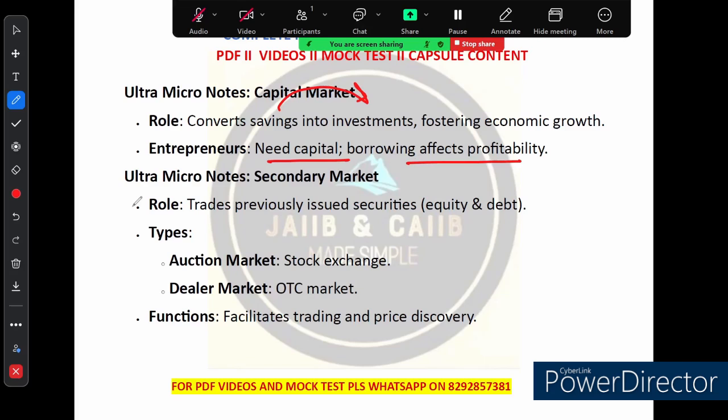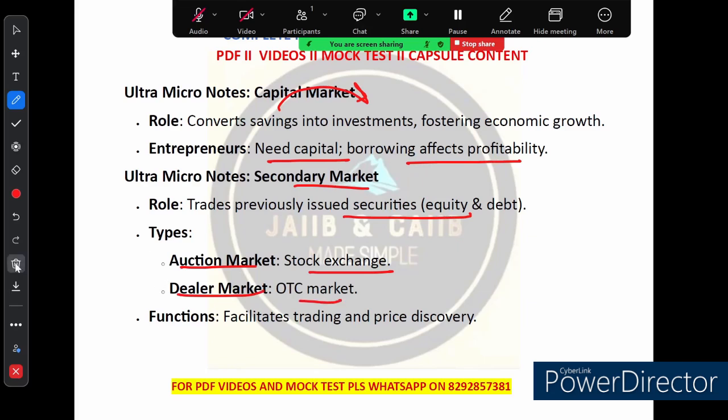Now let's talk about the secondary market. This is where previously issued stocks and bonds are traded. It is divided into two parts. One is called auction market, like a stock exchange where buyer and seller meet. Second is dealer market. This is called OTC market, where the trades are made directly between the parties.